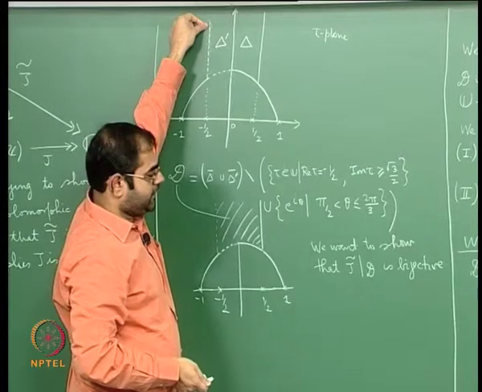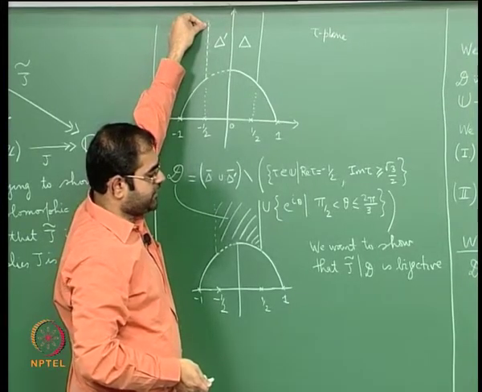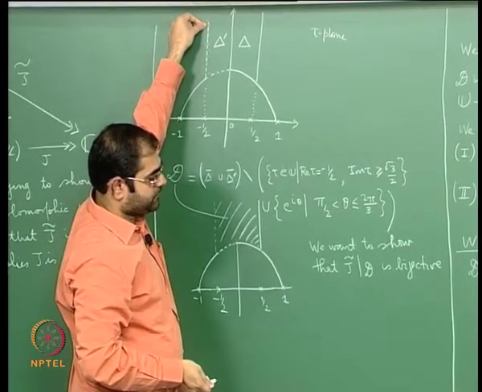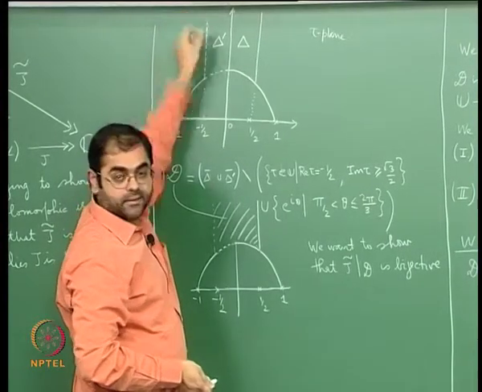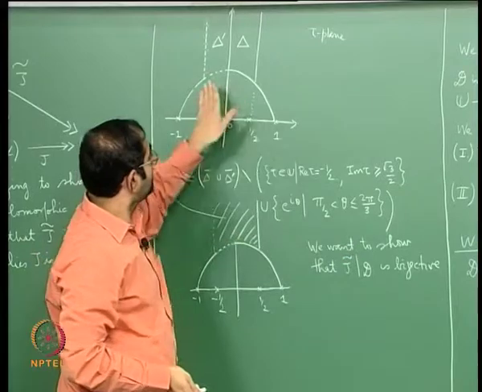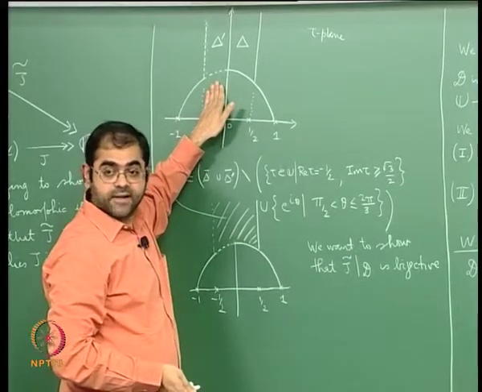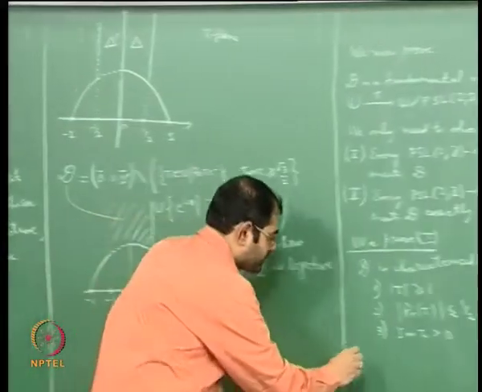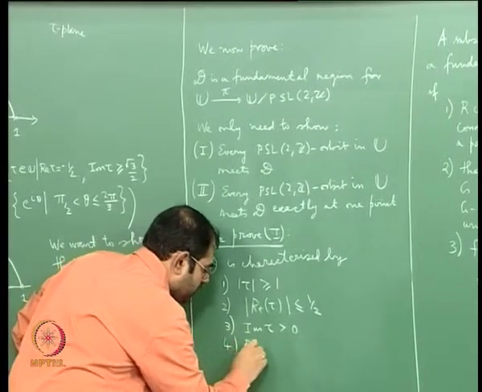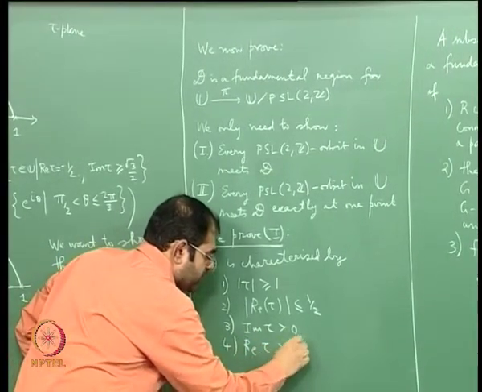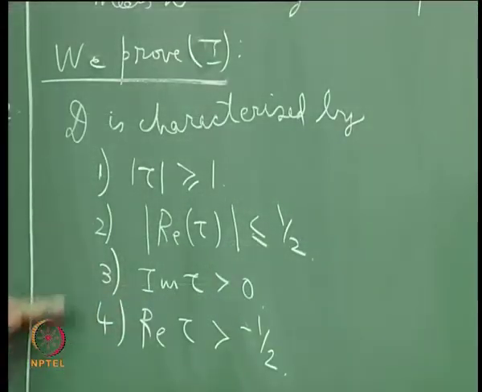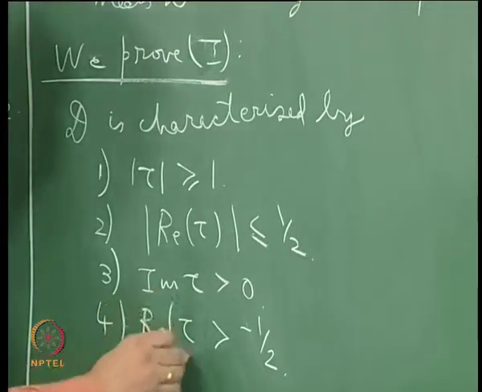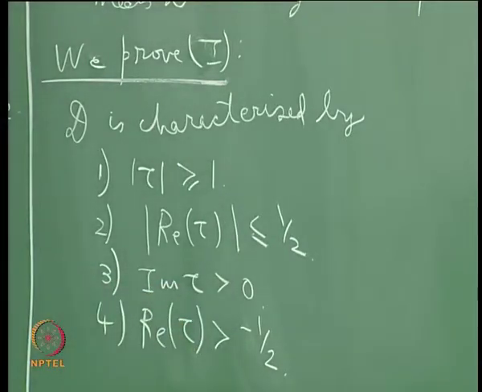So the condition is slightly more restrictive in part 2, namely that the real part of tau is always greater than minus half. So I could have written 2 and 4 together and said that the real part of tau lies between, is greater than minus half, but is less than or equal to half.